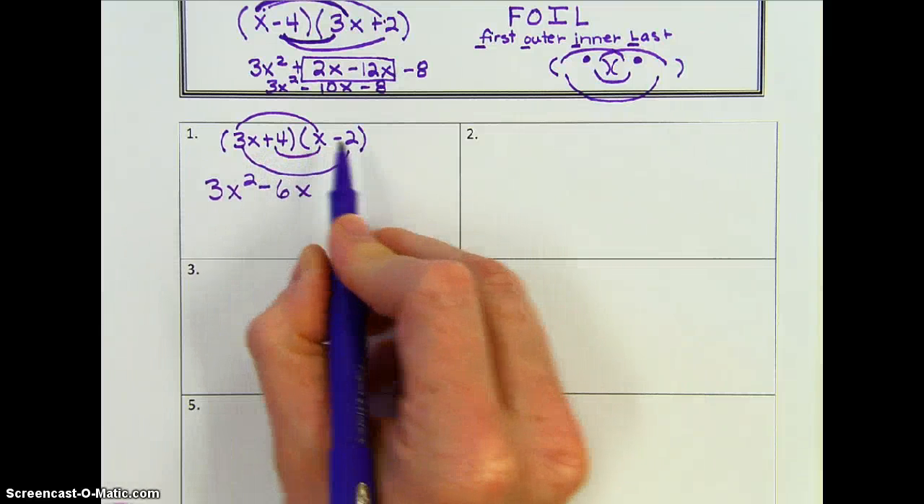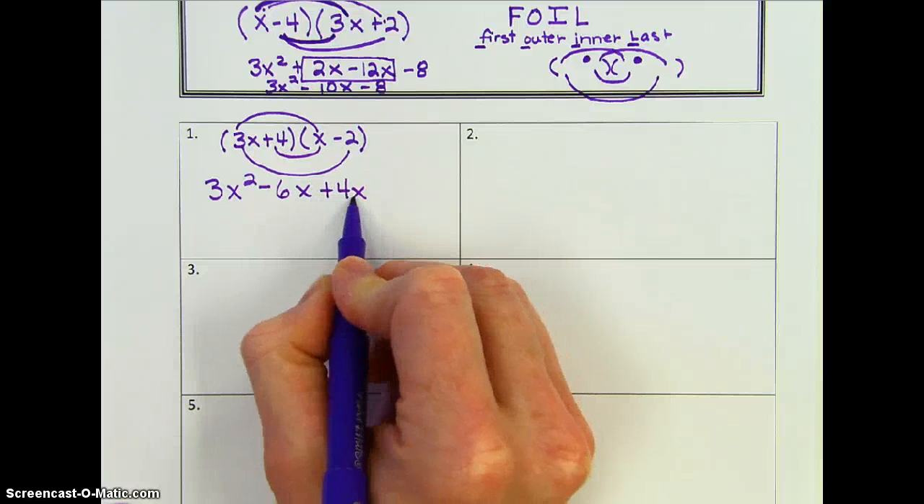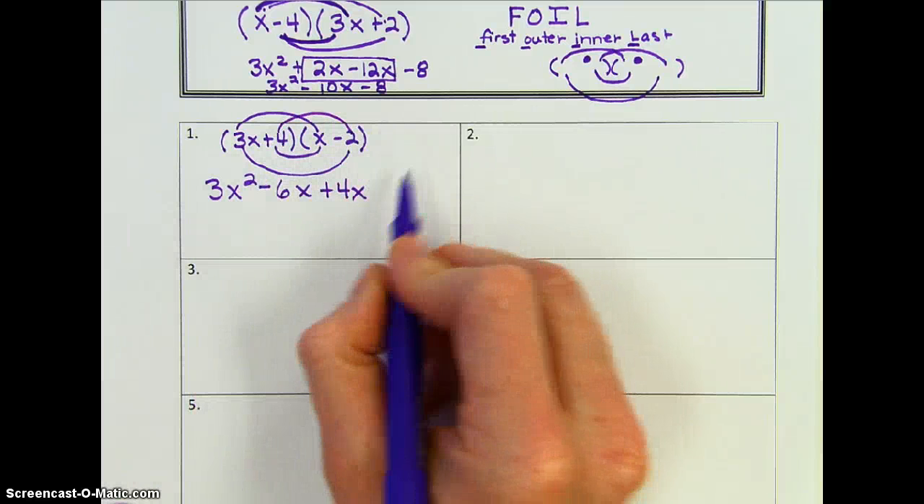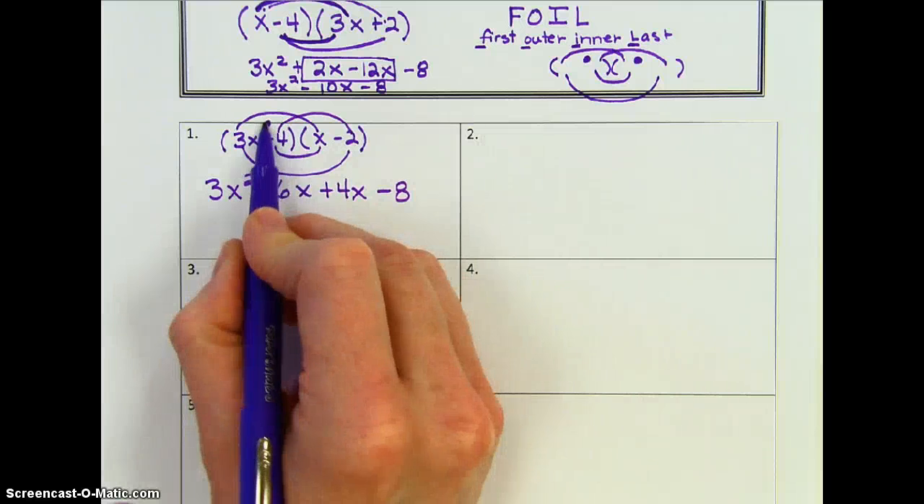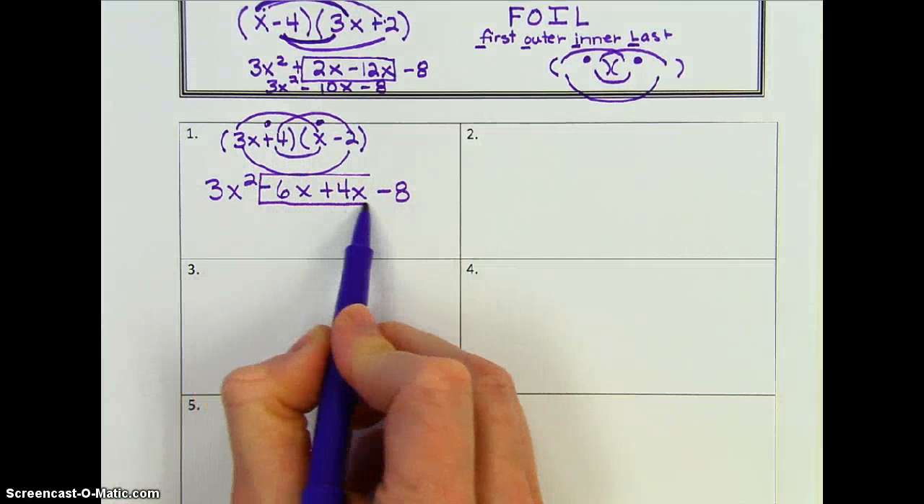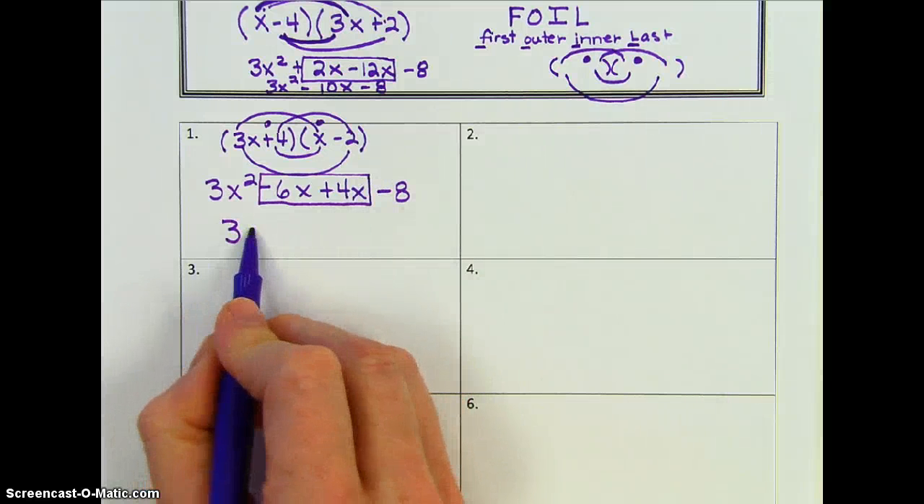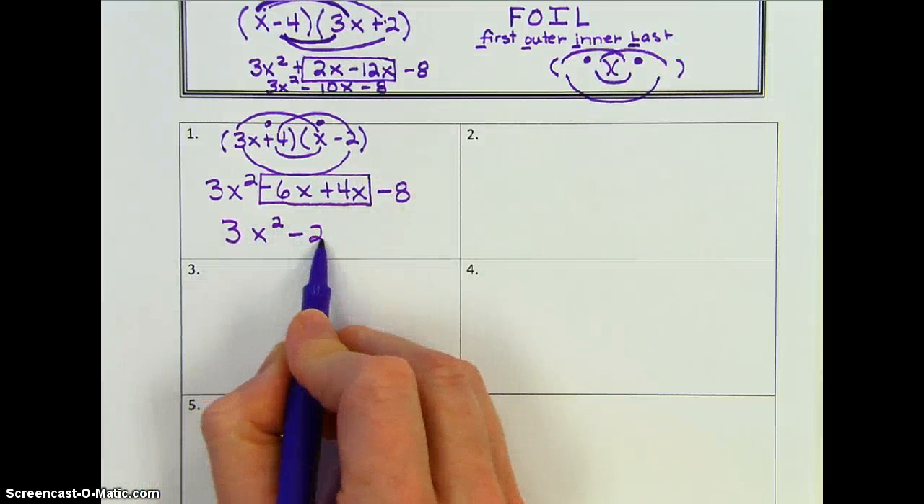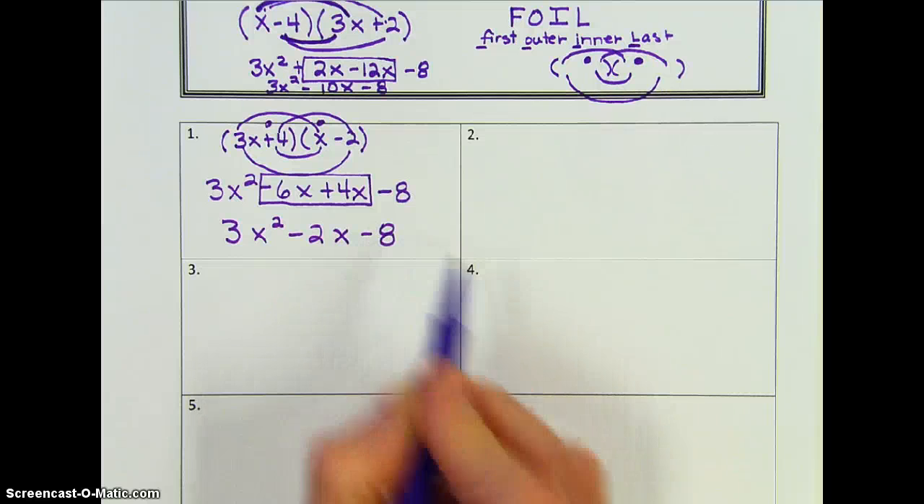We do inner, that is 4x. And we do last, we get negative 8. Notice our little man there. And this right here can actually combine and become 3x squared minus 2x minus 8.